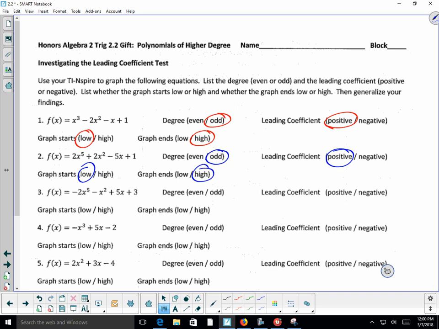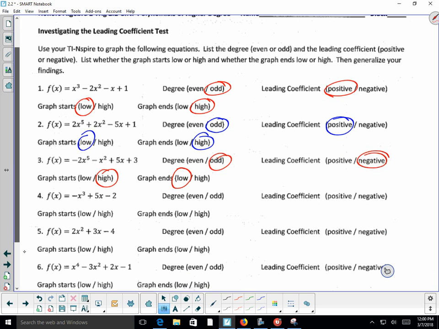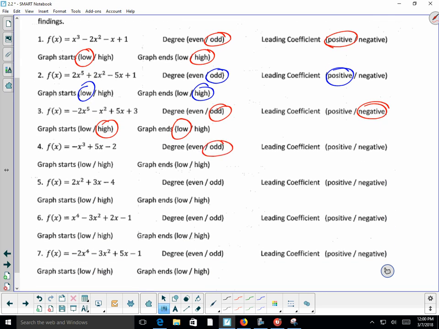And what about number 3? What did you say about that one, David? Number 3, we got odd degree, negative leading coefficient, and it went from high to low. Do people agree with that? Okay. For number 4, you got what, Julia? It was odd degree, the leading coefficient was negative, and the graph starts high and ends low. All right.